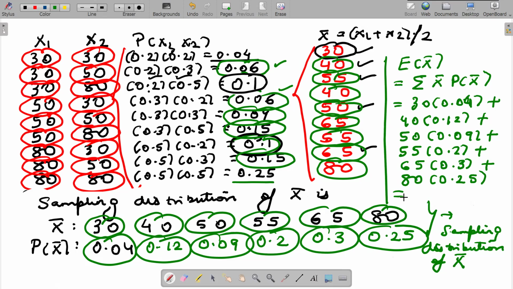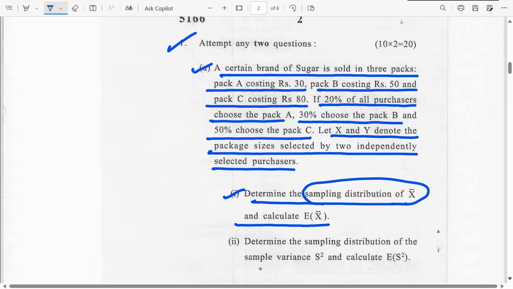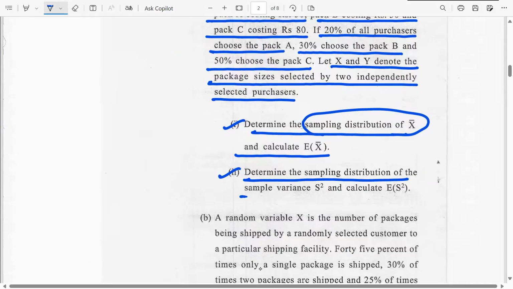And now students can use their calculators. You are allowed simple calculators. Please verify the expected value of X bar comes out as 61. It comes out as 61. So this is our answer for the expected value of X bar. The question then, if I come back to the question paper, also asks us to determine the sampling distribution of S square and the expected value of S square.